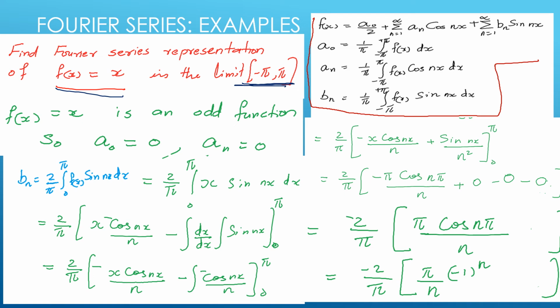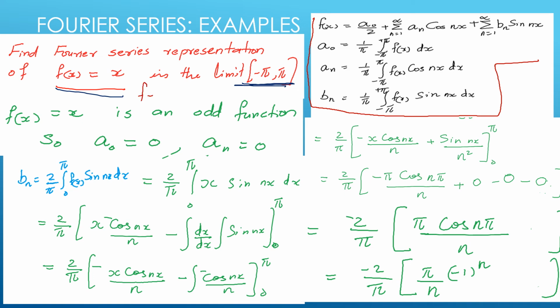a0, bn and an are written there. Here the function is x. We know x is an odd function because when you put minus x, it will be minus of x. f of minus x equal to minus f of x. So f of x is an odd function. എങ്ങനെയാണ് odd function ആണ് ചെക്ക് ചെയ്യുന്നത്? x ന്റെ നെഗറ്റീവ് സബ്സ്റ്റിറ്റ്യൂട്ട് ചെയ്യുക.